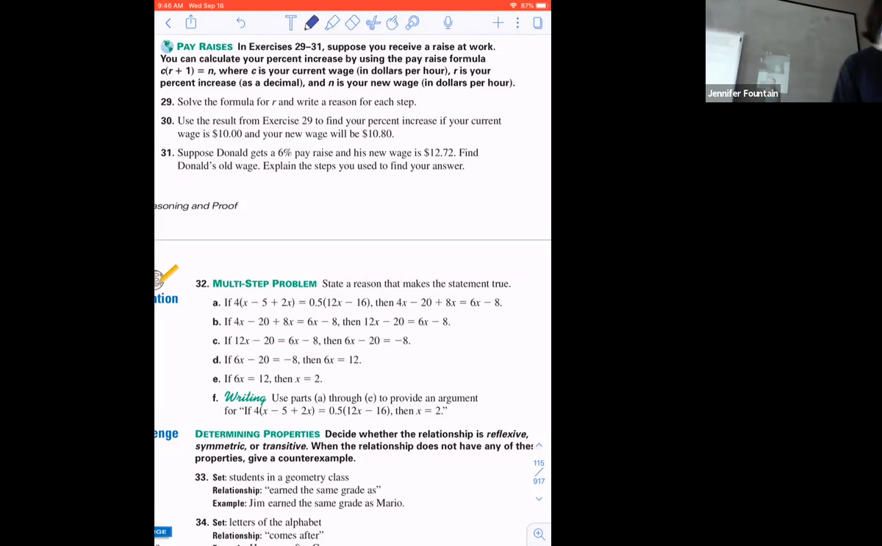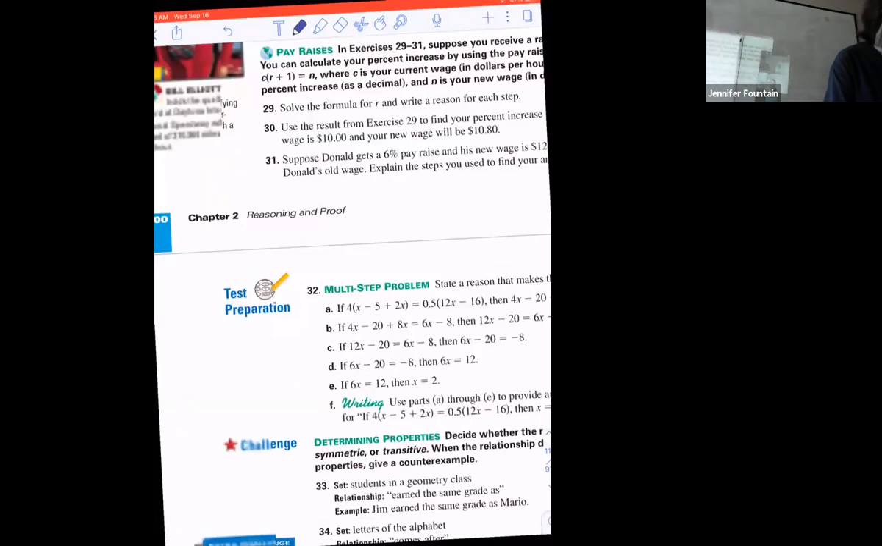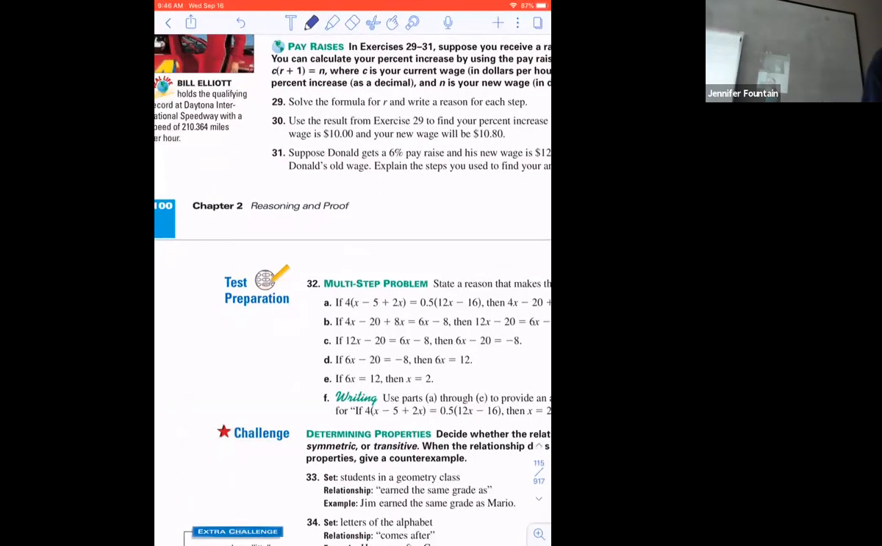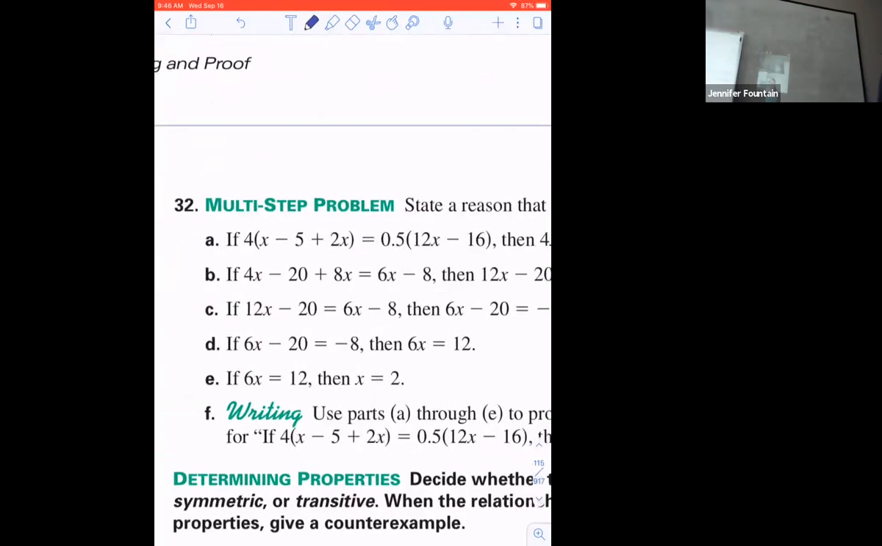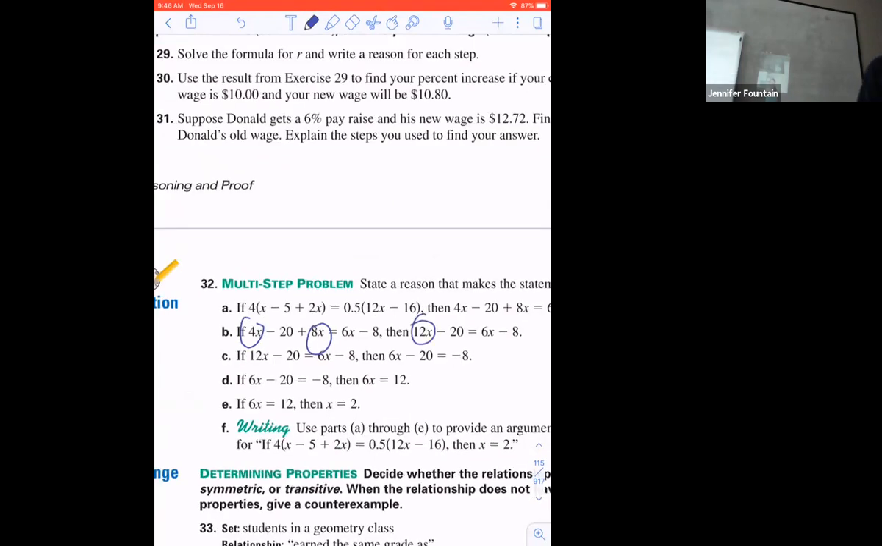What is our reasoning there? Well, on that one, we're simplifying, because what we're doing is combining 4x and 8x to make 12x. So that one is going to be simplifying. Look at letter C. If 12x minus 20 equals 6x minus 8, then 6x minus 20 equals negative 8.